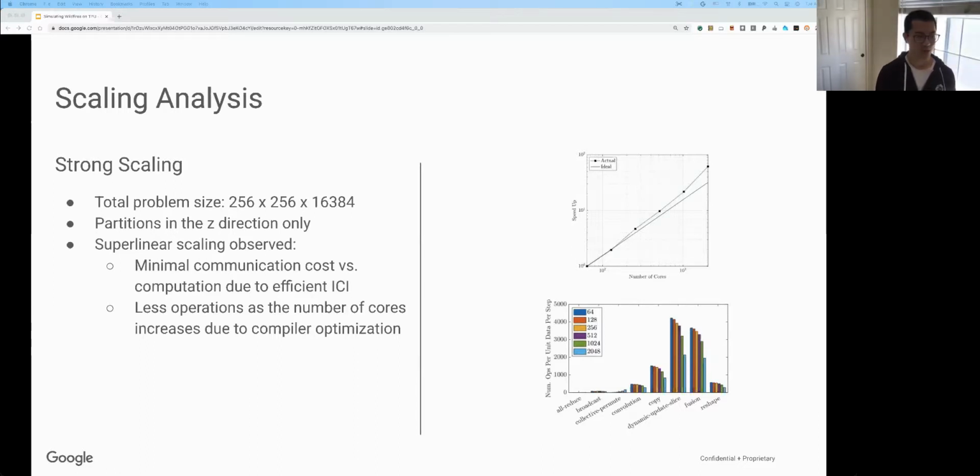And there are mainly 2 reasons that cause the superlinear behavior. First, we see that the communication cost is minimal versus the computational cost, as shown by the bar chart here, where all-reduce, broadcasts, and collective permutes account for the communication cost. This is also one of the appealing features brought out by this highly efficient ICI. The second reason is that we see there's less computation as the number of cores increases. This is due to the compiler optimization when we increase the number of cores.